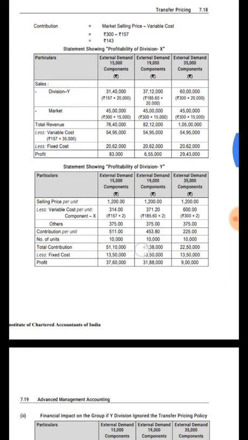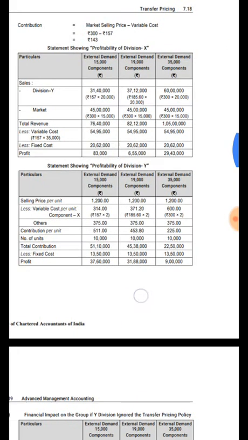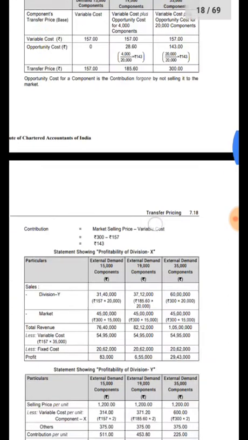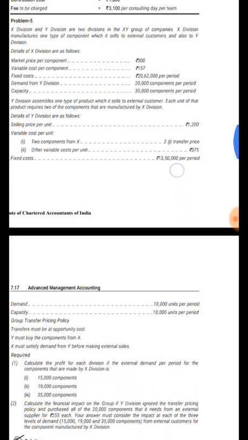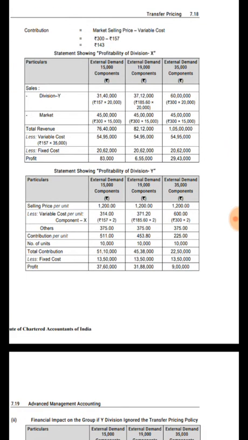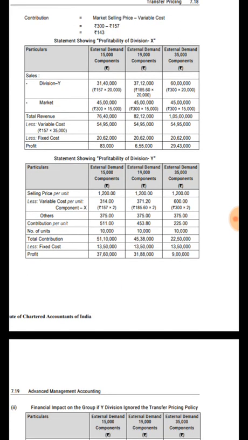Okay, so we got total contribution in all the three situations, and fixed cost is given here, 13,50,000. See here, this one we are taking, 13,50,000. Reduce that, you'll get profit. Okay, that's it.